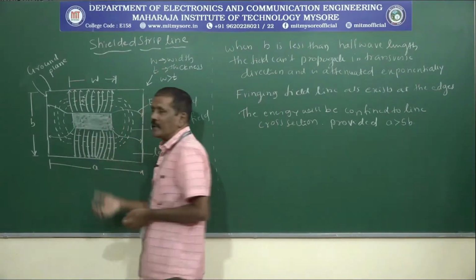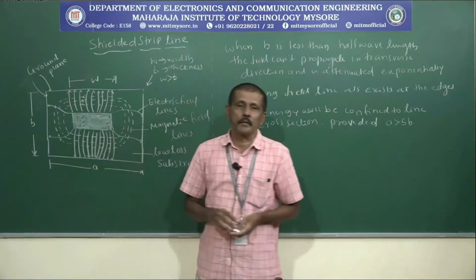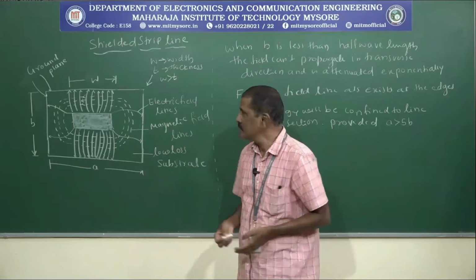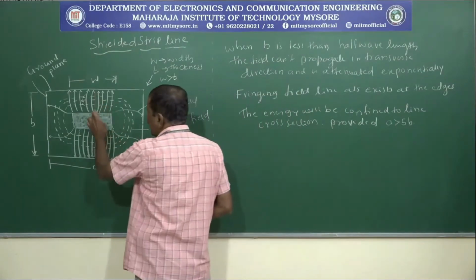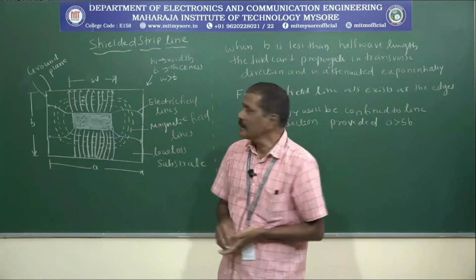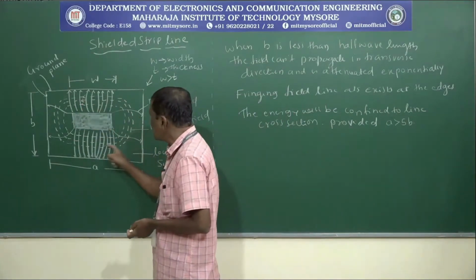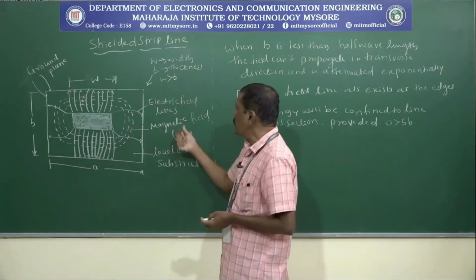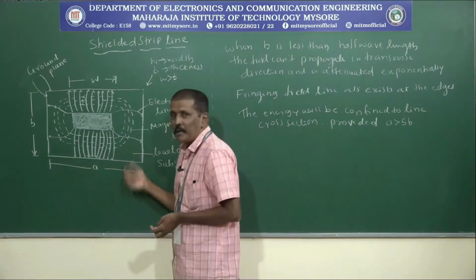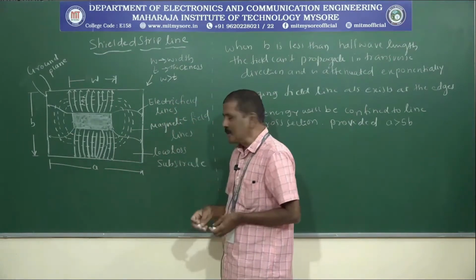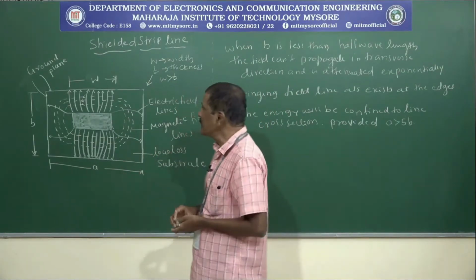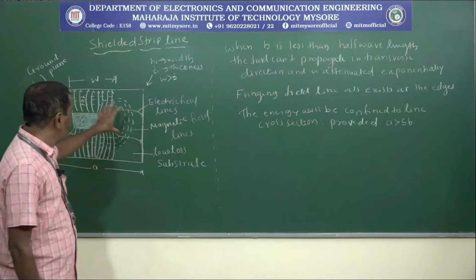As the microwave signal passes through this strip line, electric and magnetic fields are produced. The solid lines shown here are the electric field lines, and the dotted lines are the magnetic field lines. The substrate we are using here is a low loss substrate, that is, the losses across this dielectric substrate are very small.